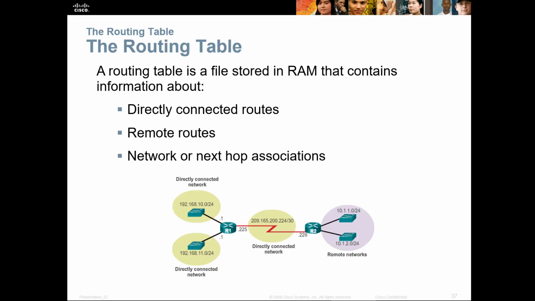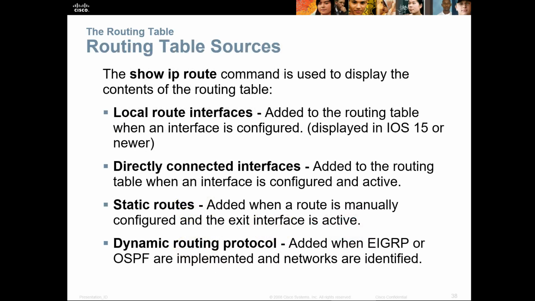All right, so moving on to the routing table. A routing table is a file stored in RAM that contains all routes, directly connected and remote, and network or next hop associations. So the routing table shows all of the networks that it knows. Routing table sources: you can see them by doing show ip route. It will show the local route, directly connected routes, any static routes that are manually programmed, and any dynamically learned routes.